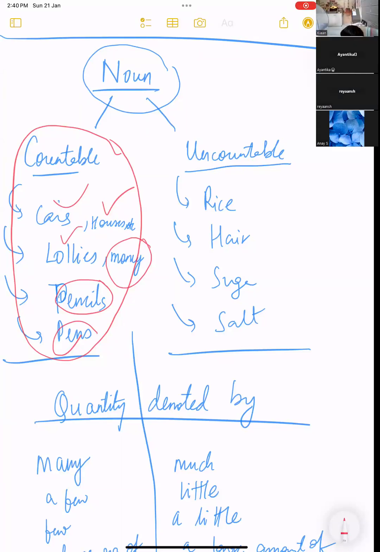Now, I can't see a few kids, their camera is off. So Ayantika, Reyansh, if it is possible, switch on the camera. Okay, Samaira, did you just join?